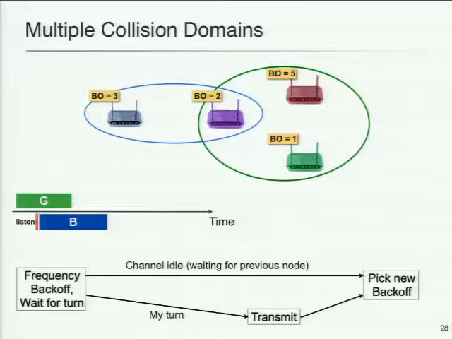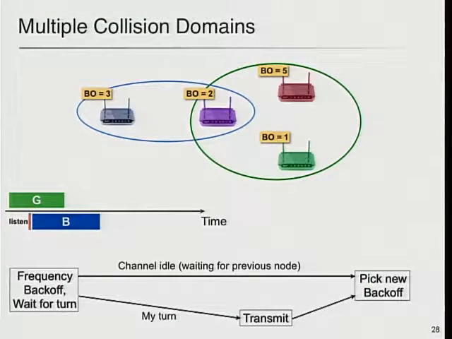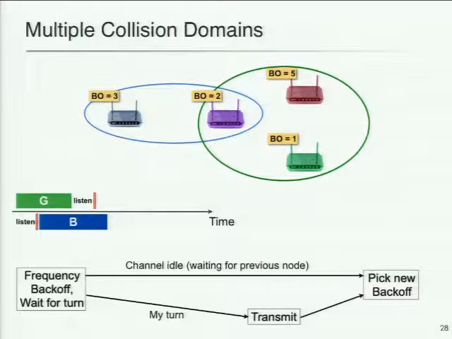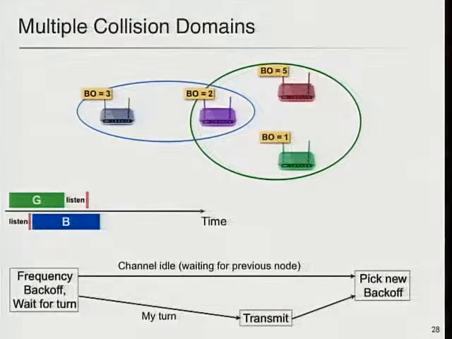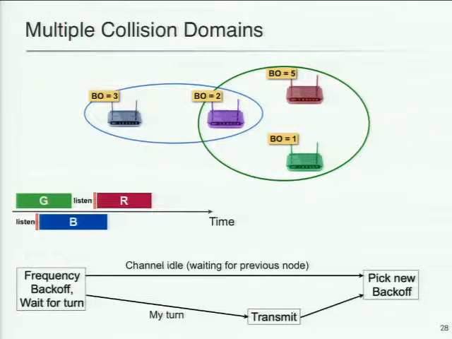Now, after green has finished its transmission, observe that red is waiting for purple, but red cannot sense blue. So red will also listen for a while for purple to transmit. Purple will not transmit because it is waiting for blue to finish, and hence red will do its own backoff and go ahead and transmit, and this will be followed by purple's transmission.